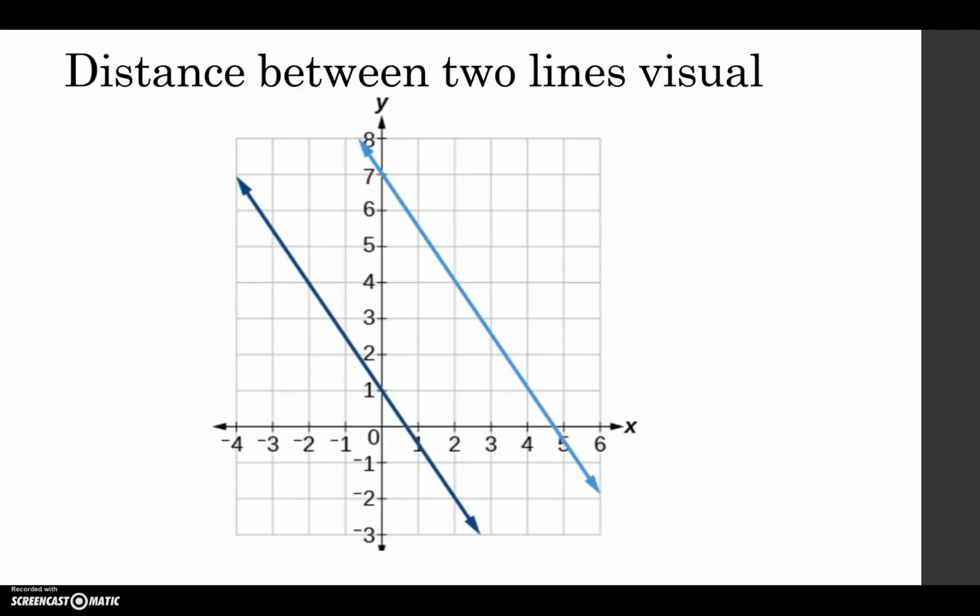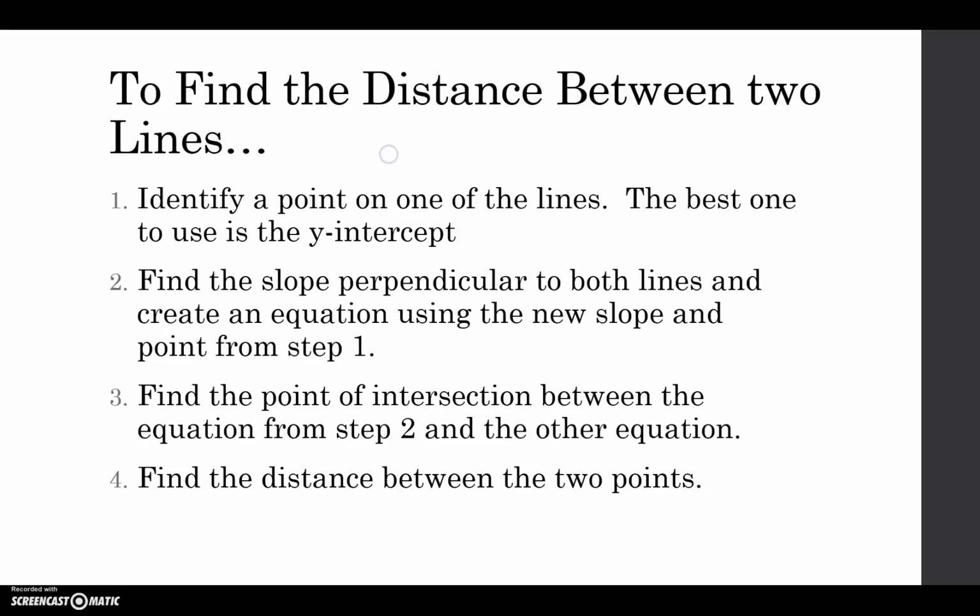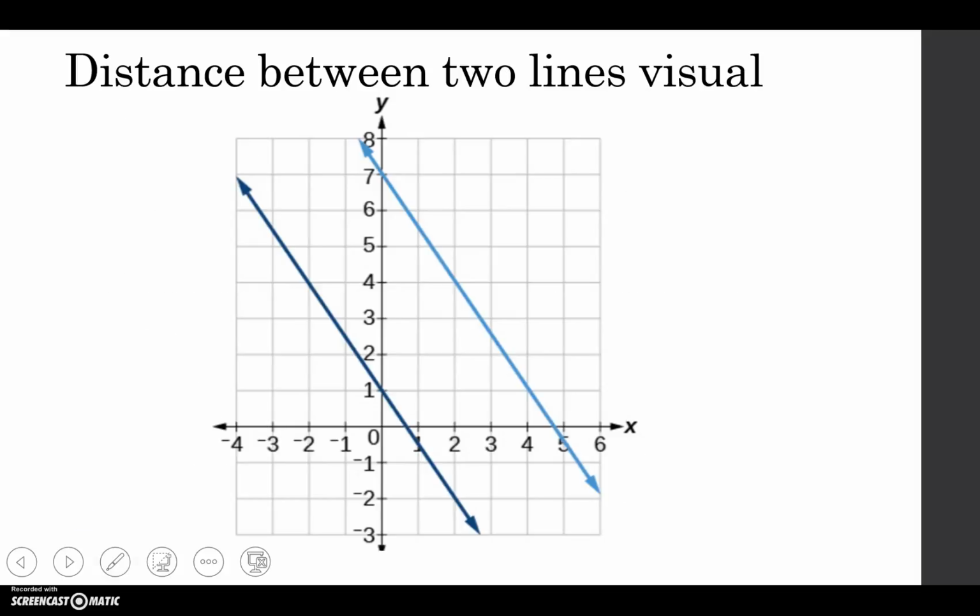So step one is to identify a point on one of the two lines. I'm going to choose the lighter blue one here. Whoopsies, I've got to get my pen out. I'm sorry about that. So what we're going to do is identify, like I said, I like to do the y-intercept. So that's the point that I'm going to point out. This is the point (0, 7). And that's what I'm going to write down when I start doing these problems.